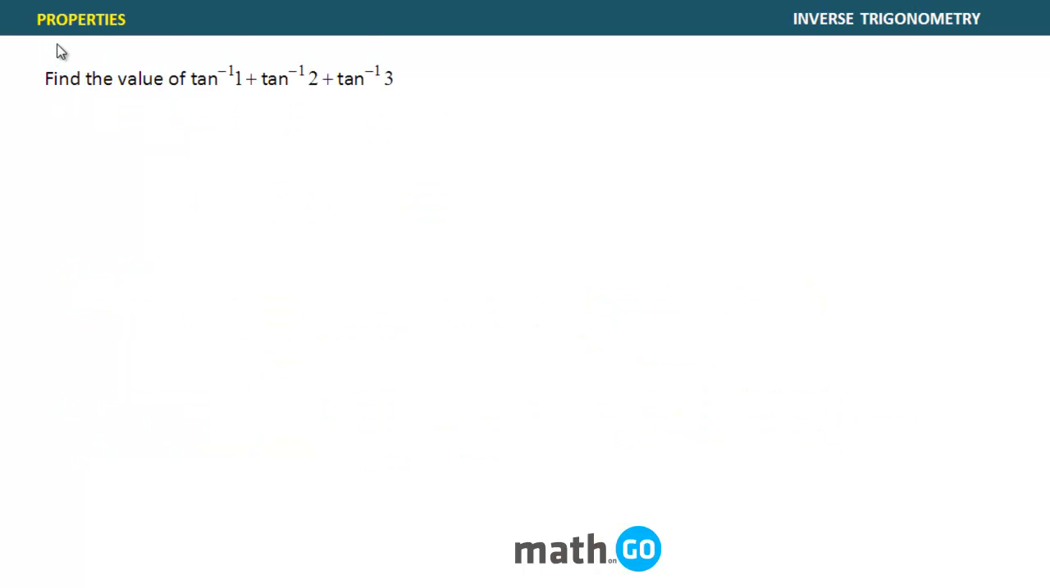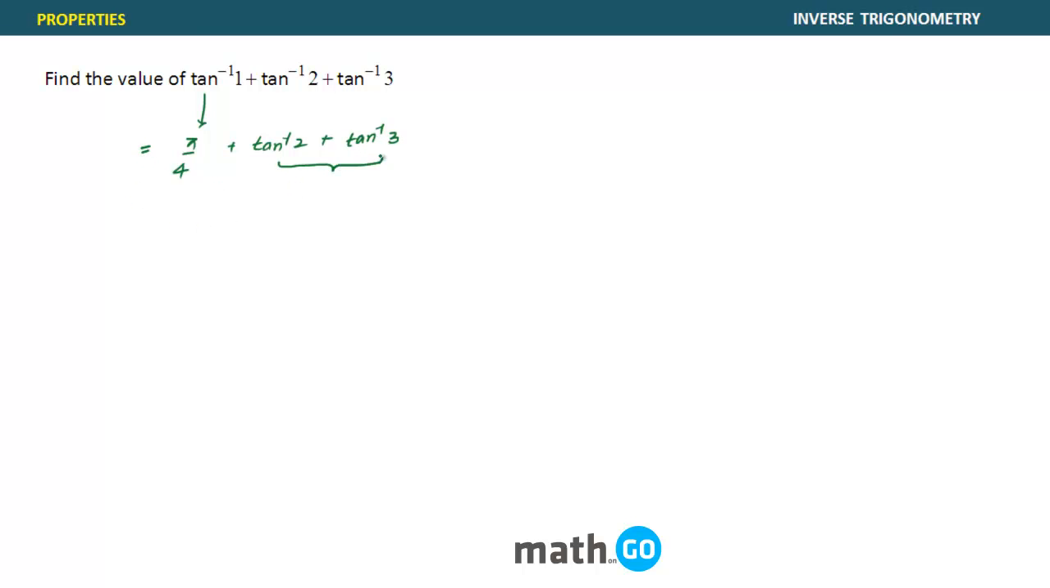Now let's apply them straight away in a question. So the first question says tan inverse 1 plus tan inverse 2 plus tan inverse 3. So we know this value, tan inverse 1 is nothing but pi by 4. So we need to solve now tan inverse 2 plus tan inverse 3. This is what you need to solve.